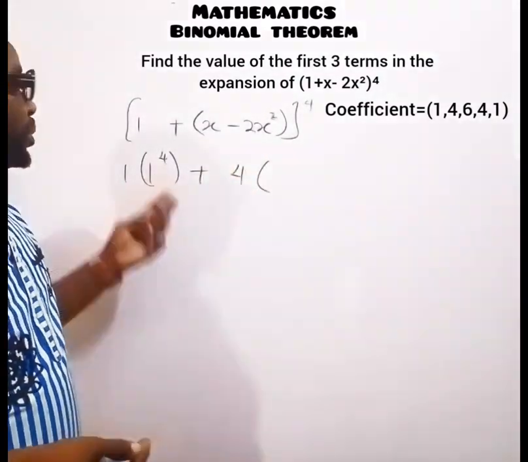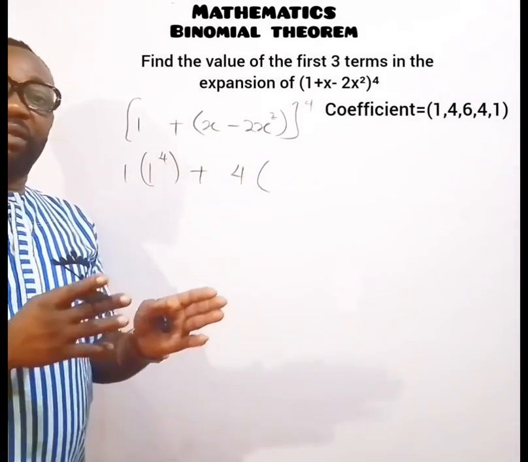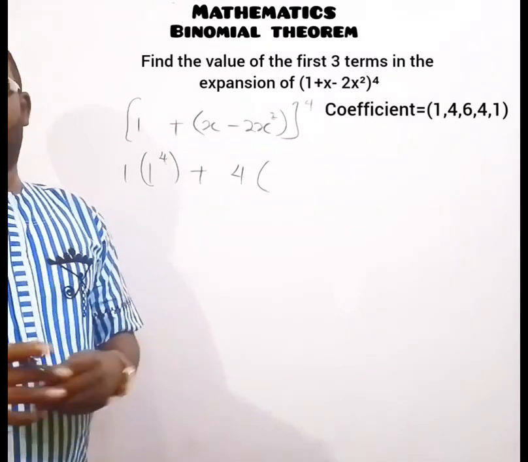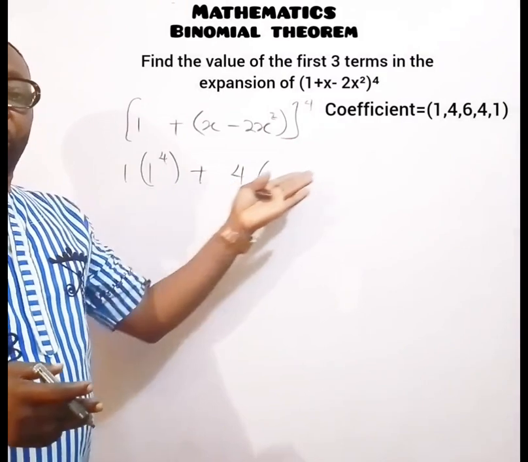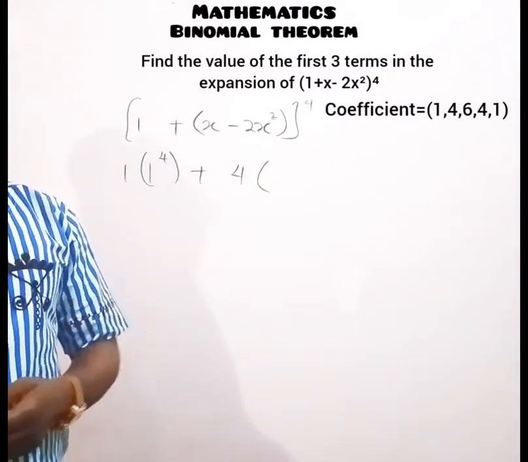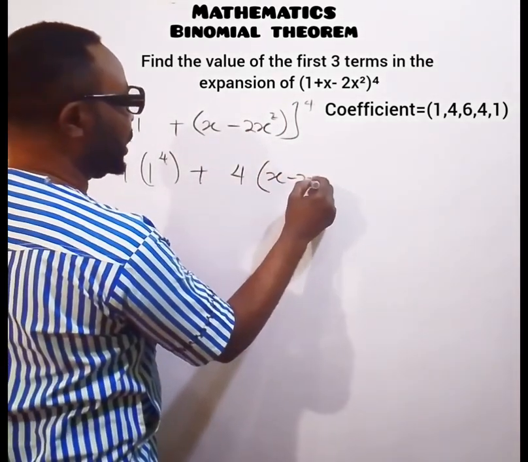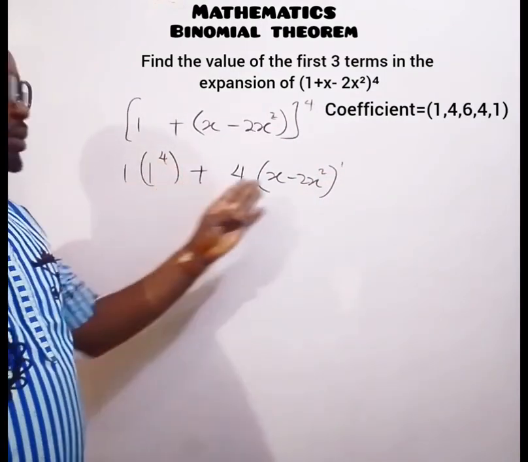So anytime you have an expansion where there is 1 as the first term, you don't need to put it in the expansion. You just use the coefficient to multiply the second term and raise it to a particular power it is necessary to be raised to. Now this one will be x minus 2x squared. It is raised to the power of 1 here, because here it is 0, here it is 1.